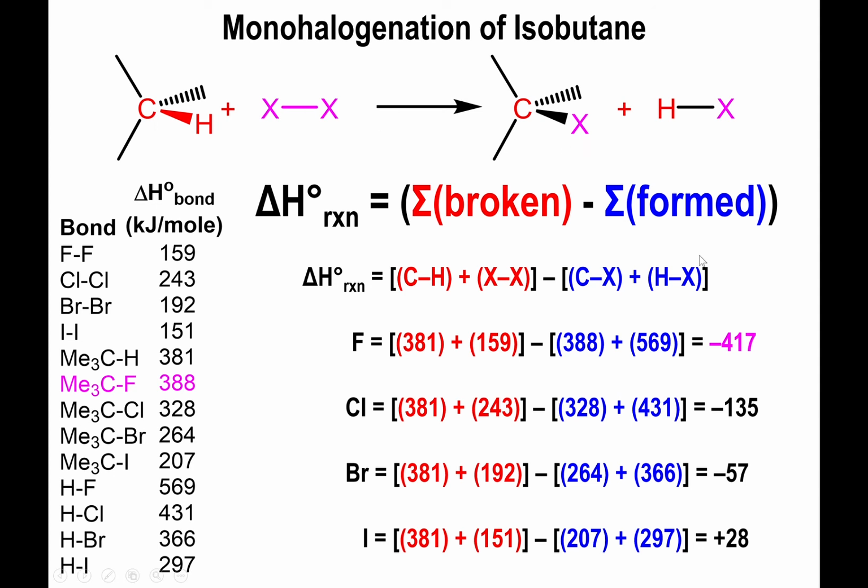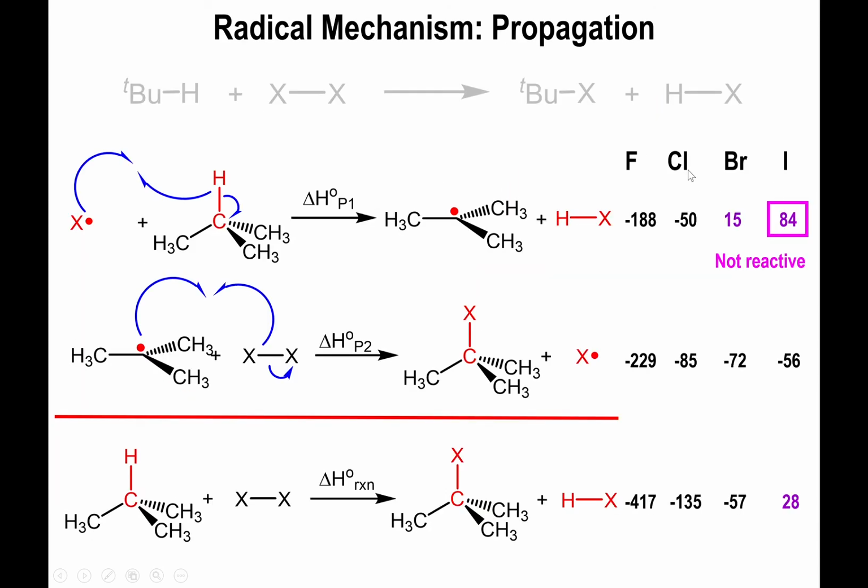We get the values for the tertiary halogenation of the organic molecule. And if we compare the first propagation step and the second propagation step, what we find out is that fluorine and chlorine are still negative throughout. Bromine remains positive, but like in the previous case, the value of the first step is 15 kilojoules per mole, which is not too bad. You can actually access that even at room temperature.